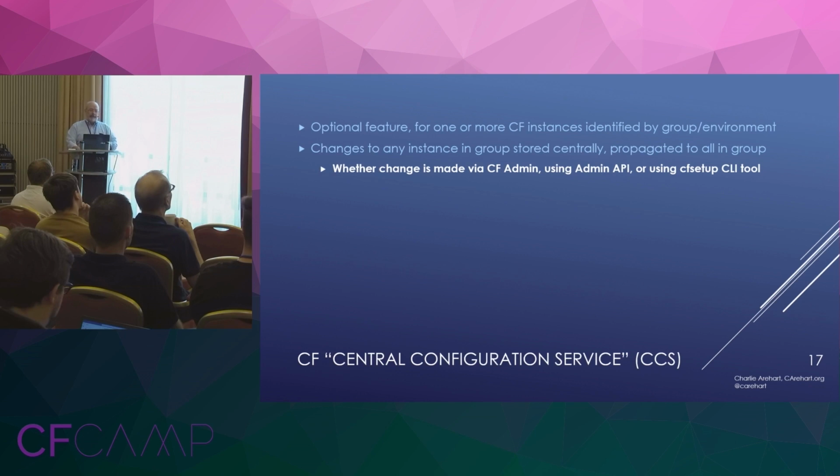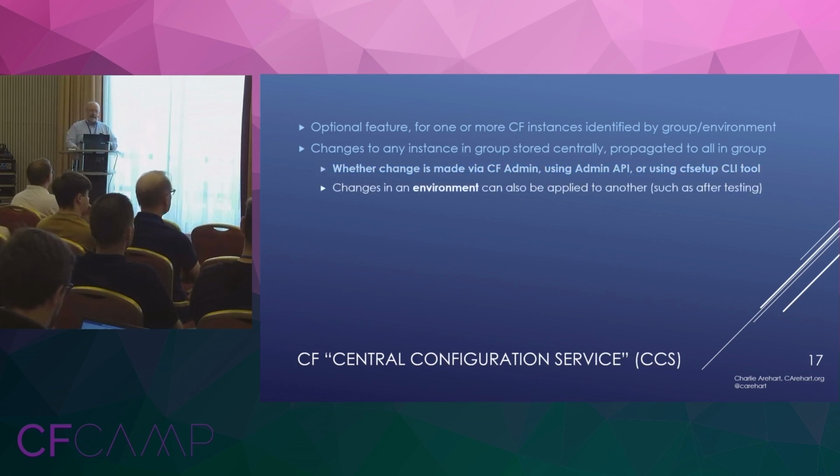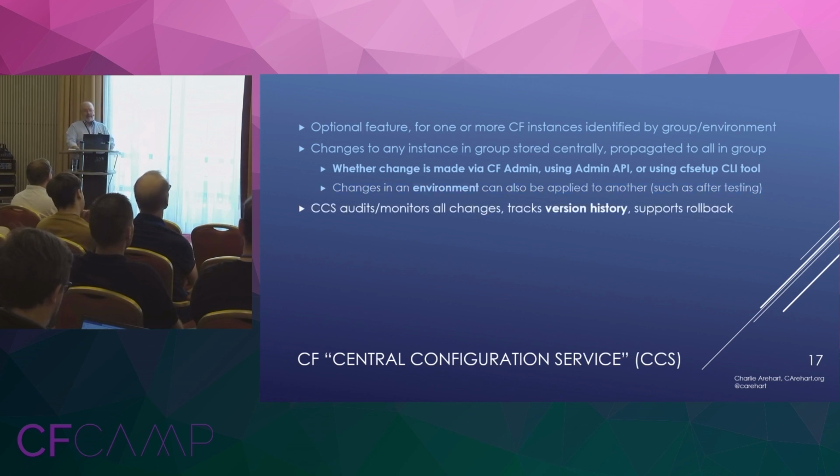or through the admin. And with this CCS, whatever way you make the change gets propagated, first up to the central store and then down to all the participating instances. And you can do it based on environment. So we're making changes in test and deploying them to all the test ones, and then say, let's go from test to production. That's built into the way the CCS works. And it audits and monitors all the changes. It tracks the version history, and this is where it gets interesting, and supports rollback.